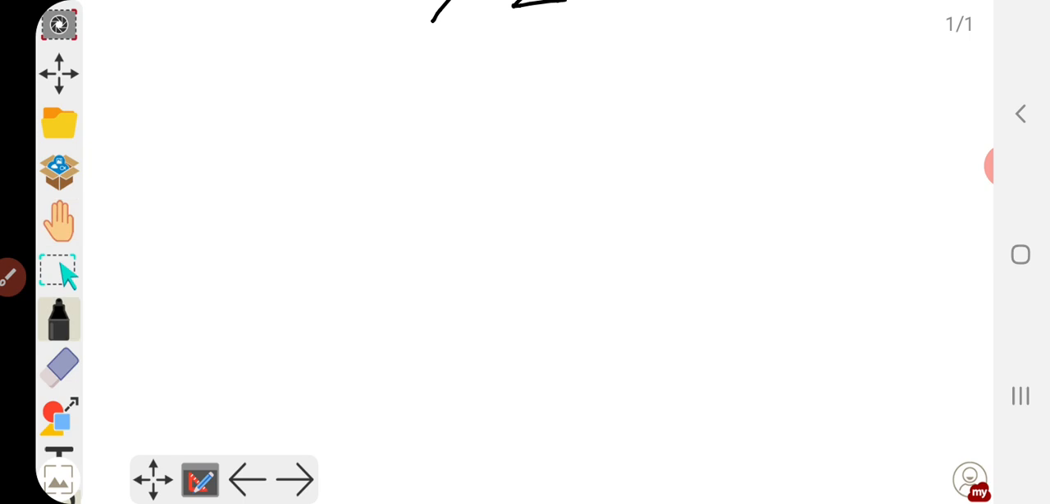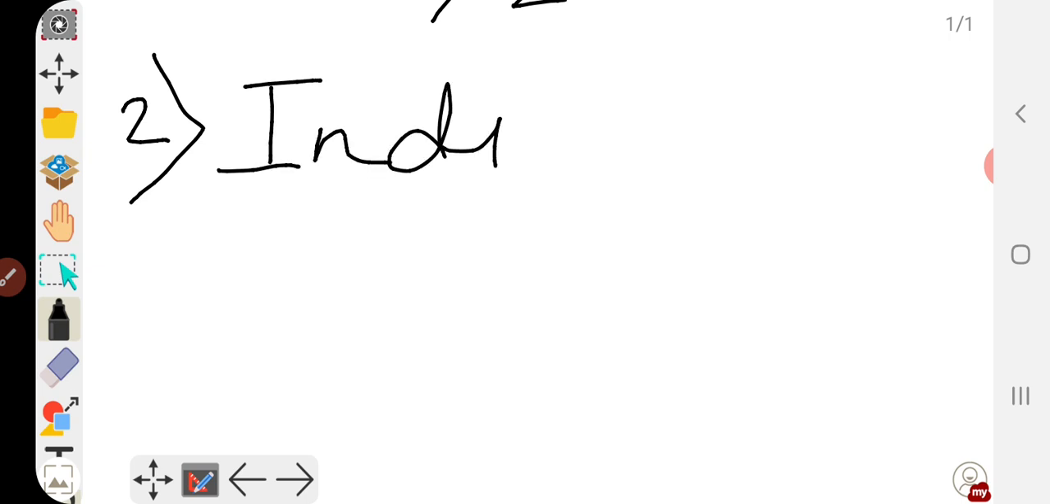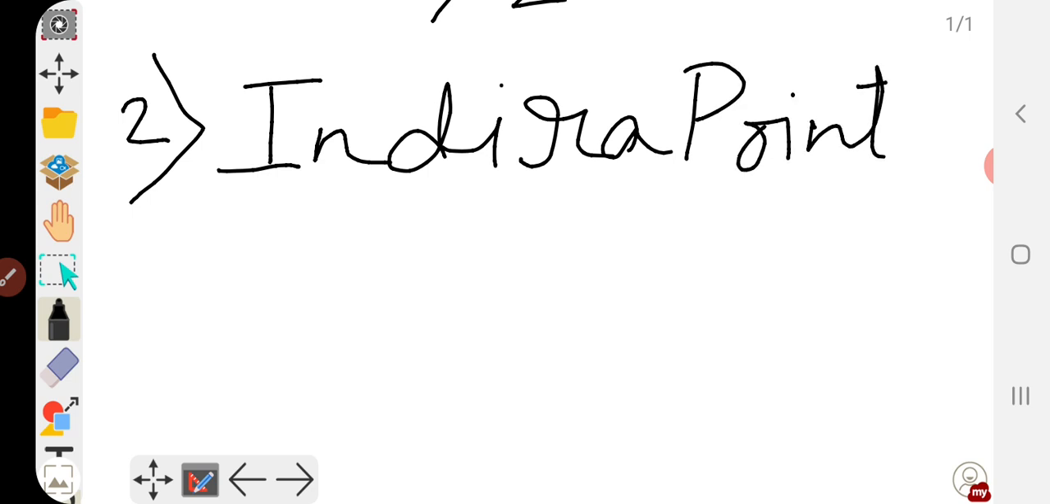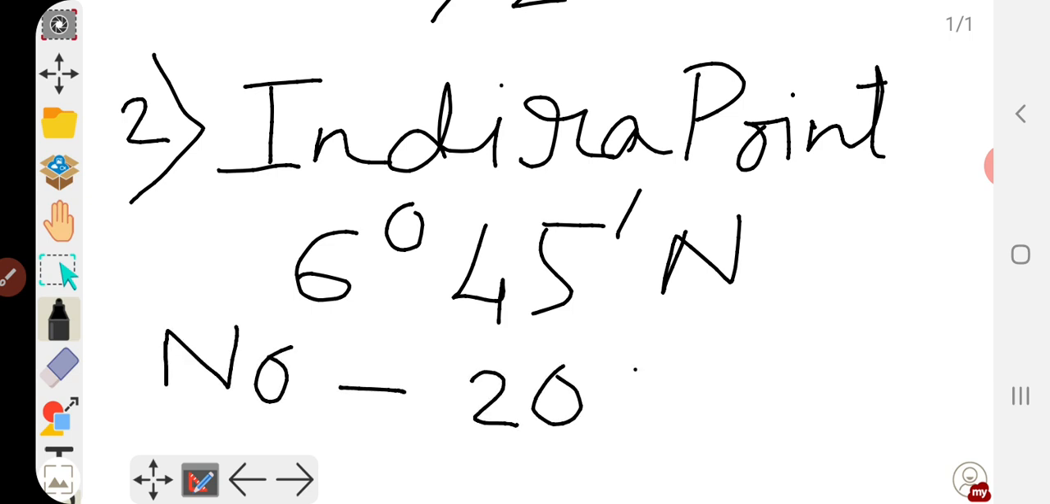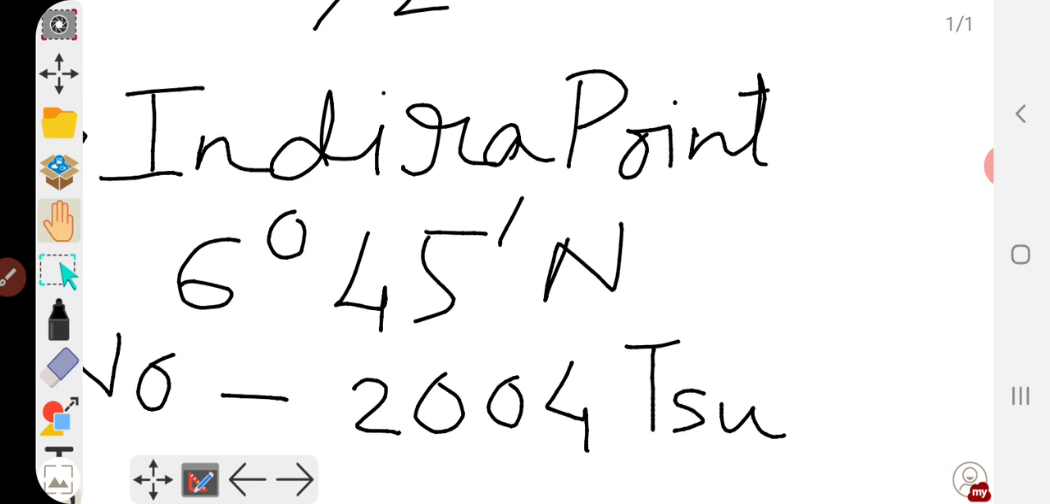Now name the southernmost point of Indian Union. Is it visible today? So the southernmost point of Indian Union is Indira Point. And what is the degree of Indira Point? It is 6 degree 45 minutes north. And is it visible today? No, it is not visible today because of the 2004 tsunami. So hopefully it is clear.